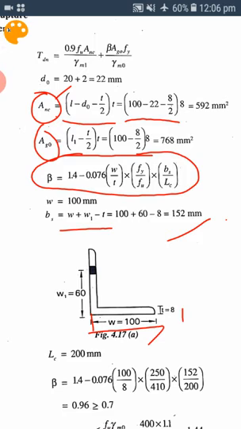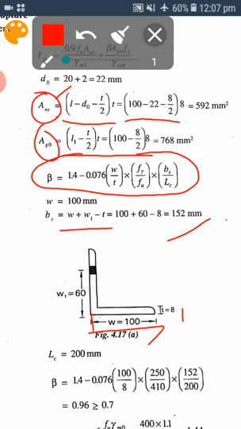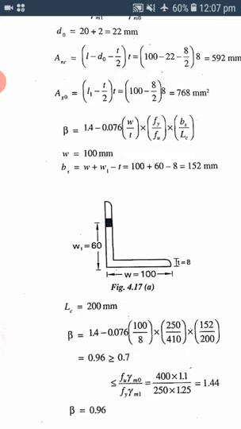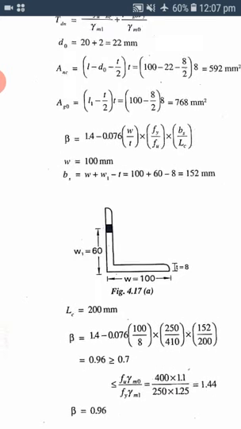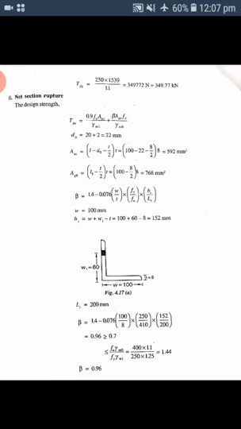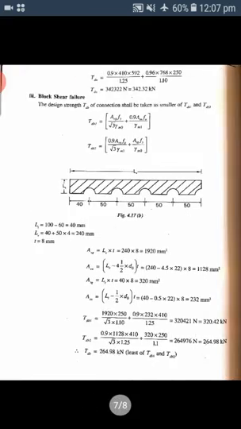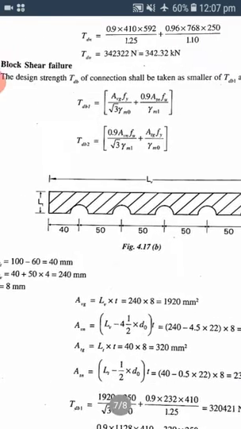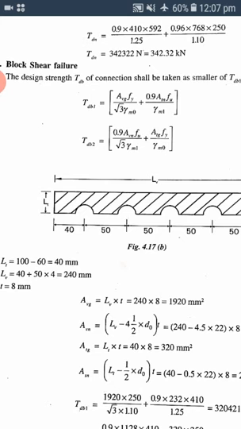that beta value should be more than or equal to 0.7 and less than or equal to 1.44. So when you substitute all the values in the above equation, you will get beta as 0.96. Then substitute above, then you will get TDN. This is the value of TDN, 342.32 kilonewton.